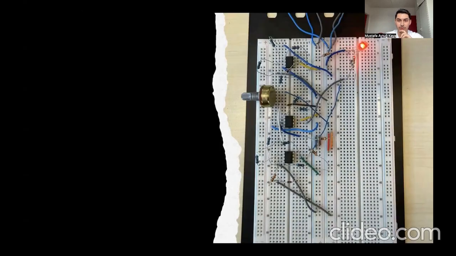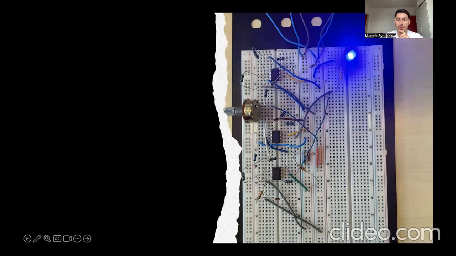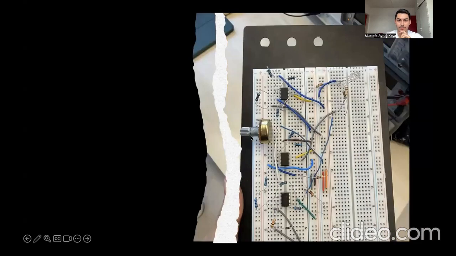Also, I want to mention that we will use the potentiometer as the sensing unit in the further parts of the project. Thank you for listening.